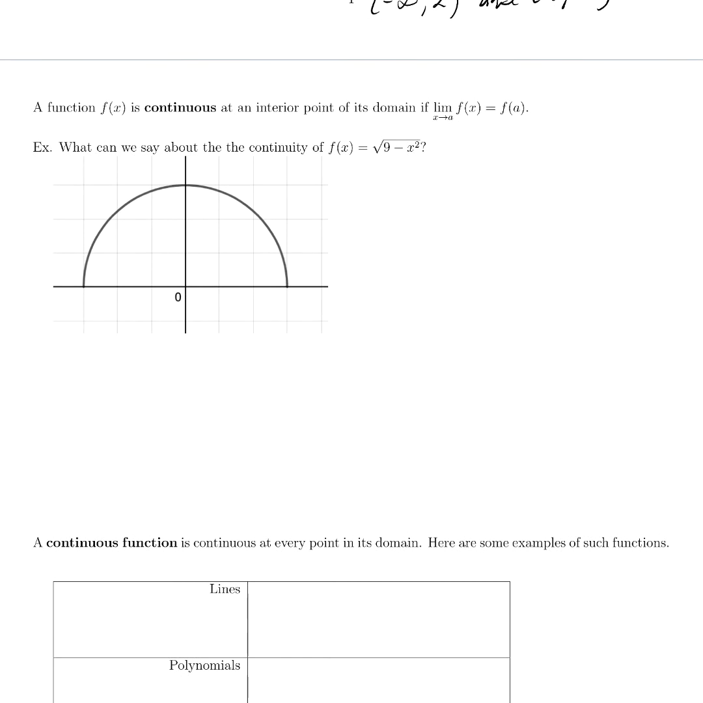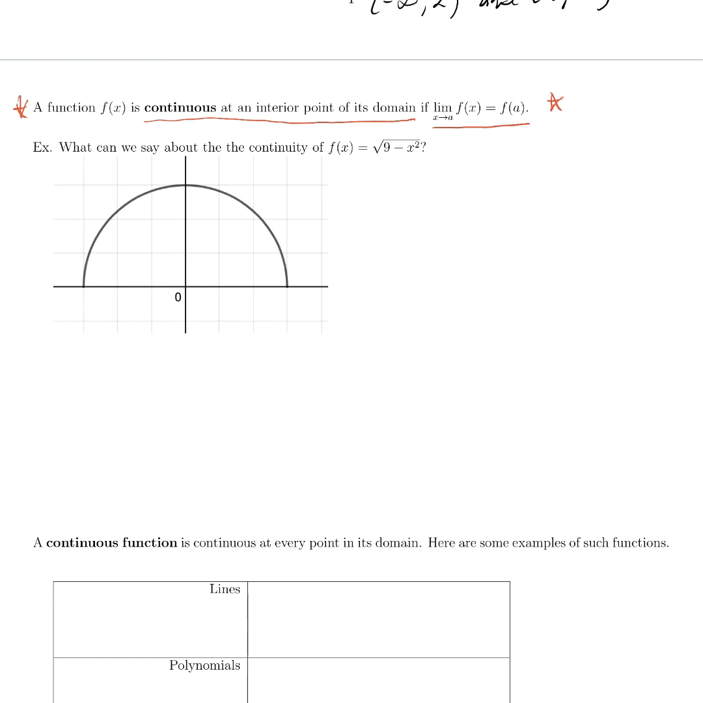So here it is. A function is continuous at an interior point of its domain if the limit as x approaches a of f of x is just f of a. So this is the limit definition of continuity. This will come up probably a few times, so this is a good definition to have down. Basically, it says if we can use the direct substitution property, then the function is continuous.